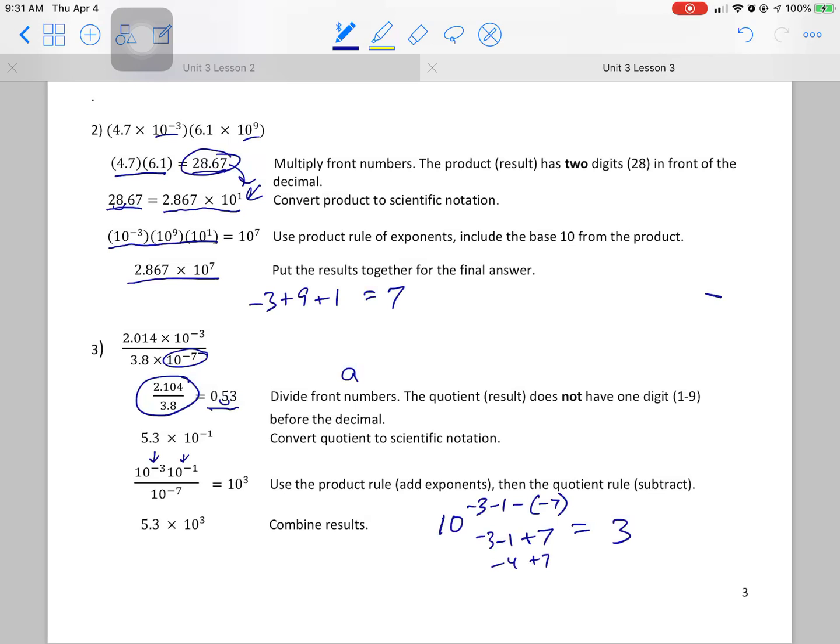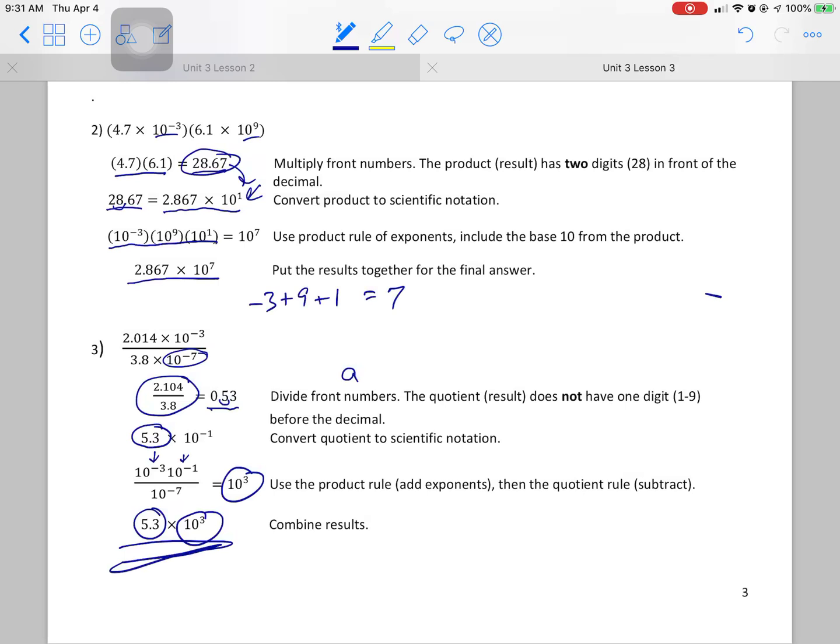If you want, 10 to the negative 3 plus a negative 1 is 10 to the negative 4 over 10 to the negative 7. And then some people just swap them and then reduce, but that seems like a lot of work too. But it does all work. There's a lot of different ways to solve that. But the bottom line is it's going to be 10 to the third, and we fix this number here, so it's this number, and that's our final answer.